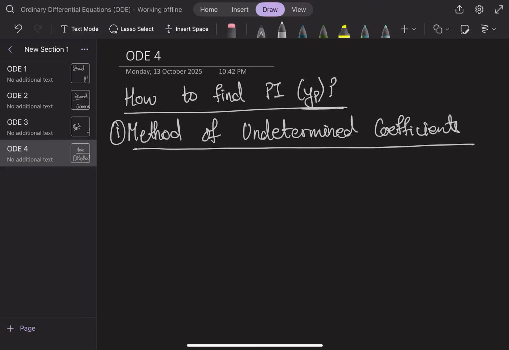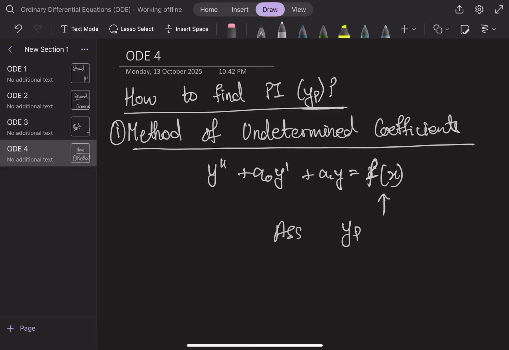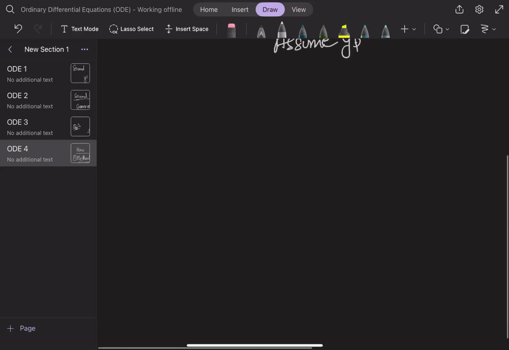In this method, we assume our YP depending on our RHS. For example, this is the general equation that we have been using. Let's say our function on the right side is f(x). We're going to look at f(x) and assume a YP. Let me draw a table for a few examples.